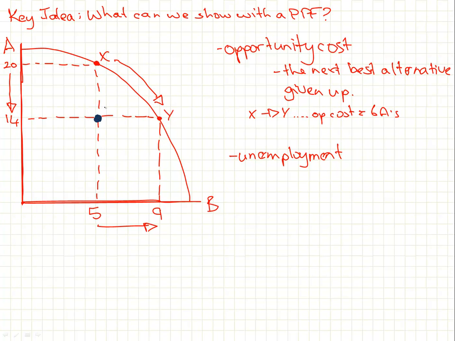And that point, we'll call that point Z. We're now producing 14 of good A and only 5 of good B. And clearly we're not using all our resources. There's a big gap here from this point to that. So that's how we would illustrate the idea of unemployment, or sometimes we refer to this as underemployment, of resources. Now, you might be thinking, why on earth would we do that?